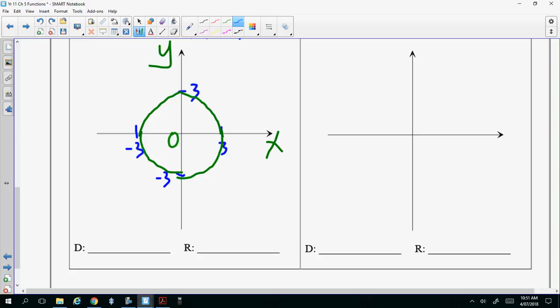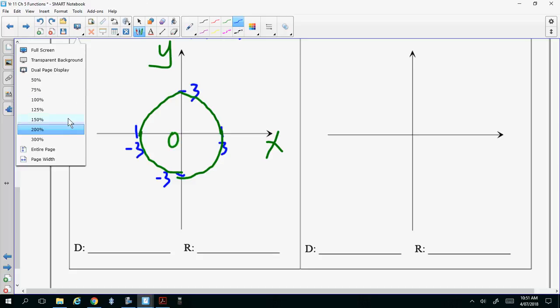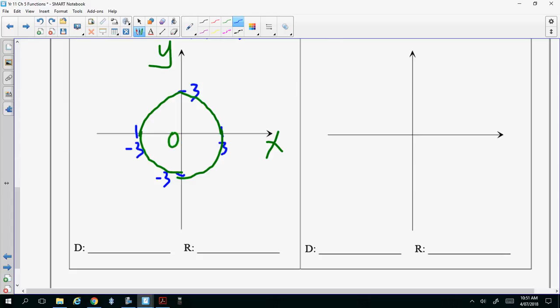Okay, anyone got the domain? Anyone want to try? So think about where you can see the graph, what x value you can see the graph, what y value you can see the graph. Very good. So when x is between these two values, it's in the domain.